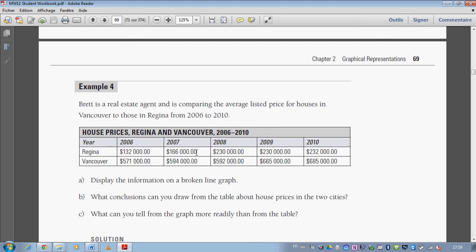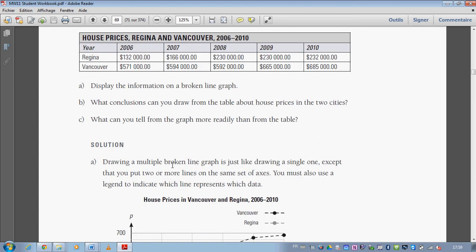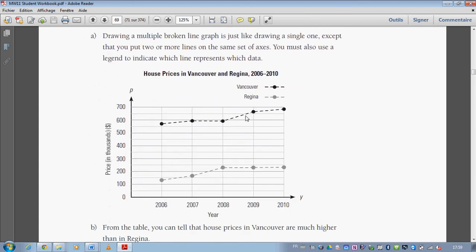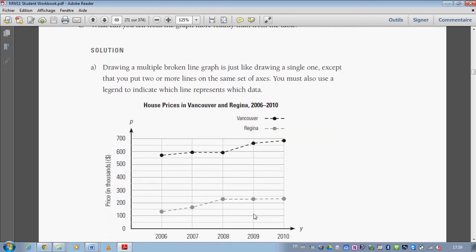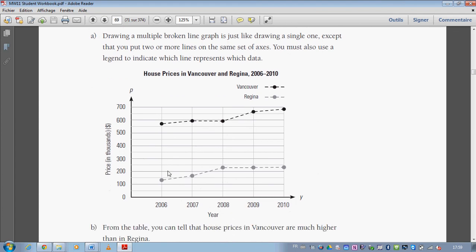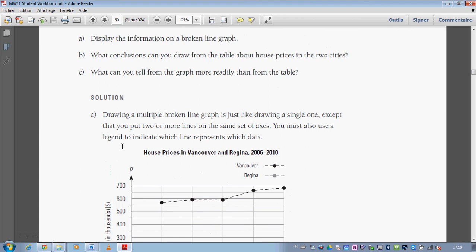Now, you do see that you've got two sets of data here. You've got a set of data for Regina and a set of data for Vancouver, and it's quite all right to have two lines on a broken line graph. Okay, so that's just fine. There's no problem with that. So to display the information on a broken line graph, again, you want to have a nice title, the correct independent variable down here, the correct dependent variable up here, and you also want to use a good scale on the side here. Here it's just going to be your year, but make sure you use a good scale over here. Again, you want to jump by the same amount of increments each time.